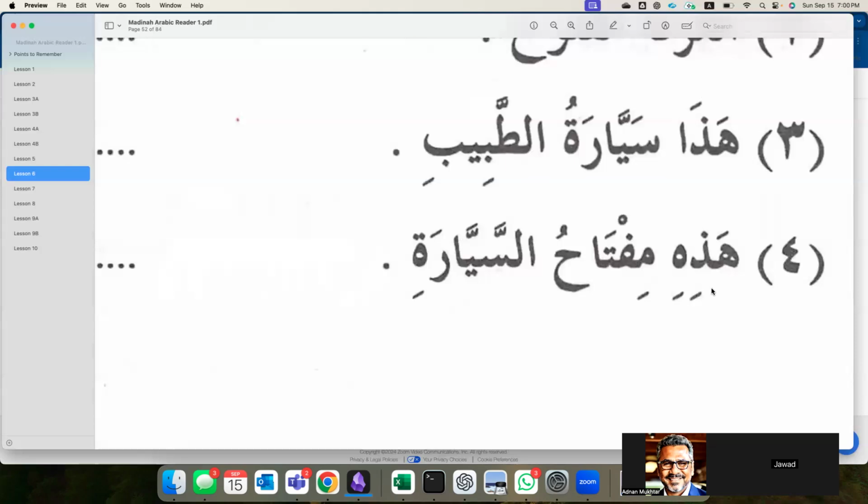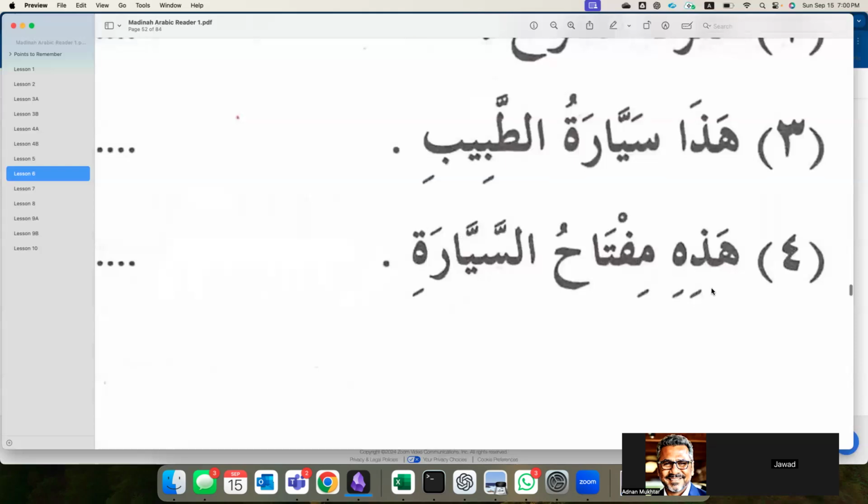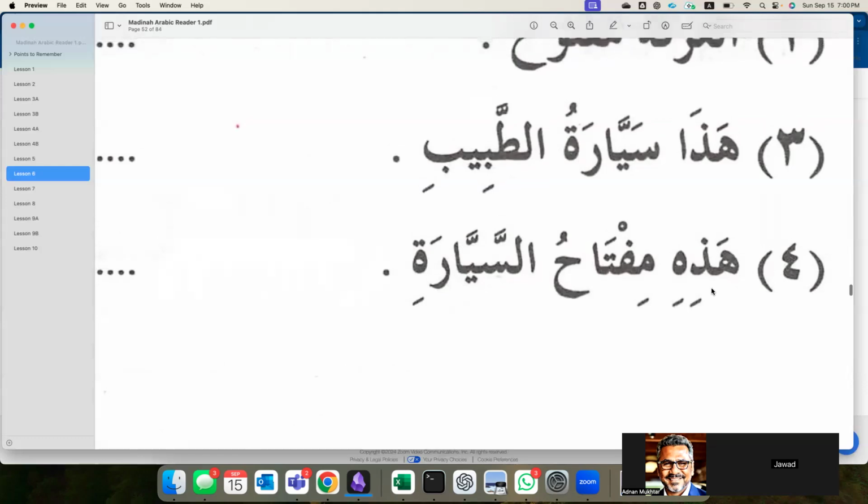هذه مفتاح السيارة. What is wrong with that? Translate in English. This car. No, just read it literally. This is the key of the car. What are you talking about? No. Key. Yes. This is the key of the car.